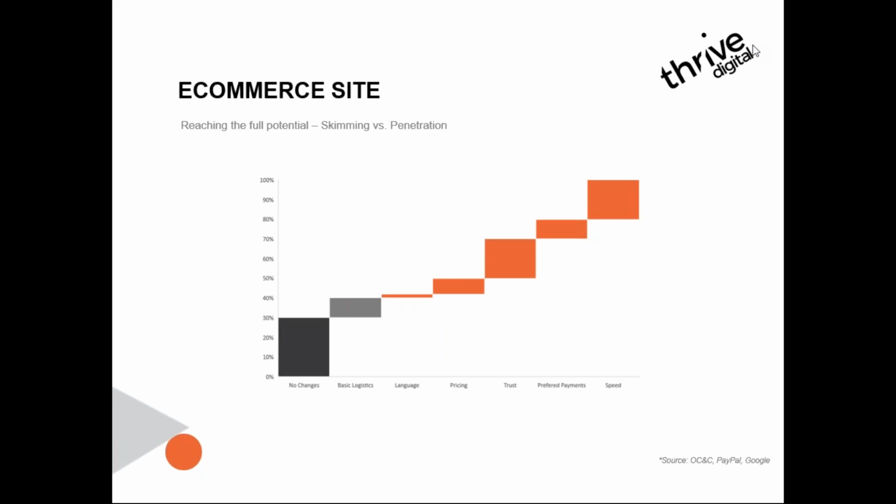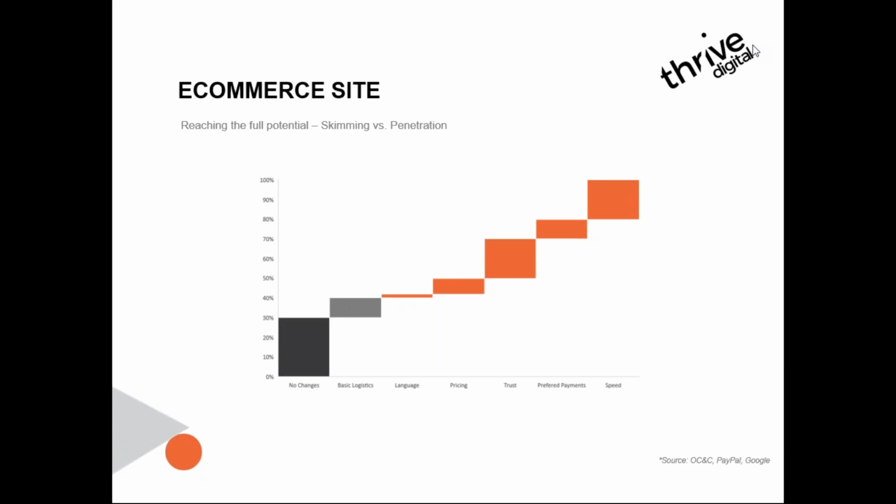Obviously, preferred payments we've spoken about, and then there's speed. I mean, speed is a serious thing. If you don't capture people very, very quickly, they're gone. And if your website is slow to load, they're gone before you've had a chance to capture them. So having a website that is fast in those areas is very, very important. And the way to do that is through things like content delivery networks.